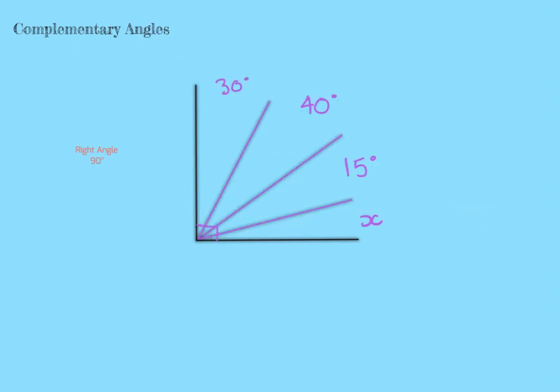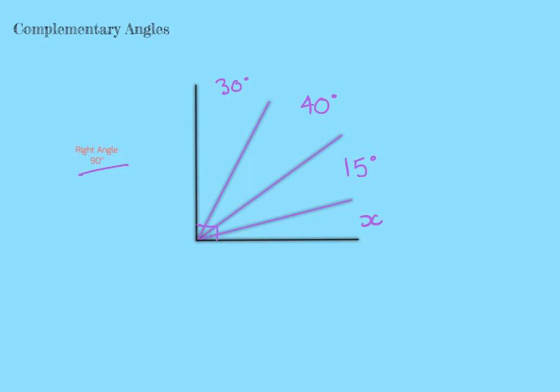Now, it really doesn't matter how many smaller angles there are. There can be 4 like there are here. There could be 2 as we saw before. There could be 10 acute angles that make up a complementary angle. It really doesn't matter how many. All that matters is that they add up to a right angle of 90 degrees.